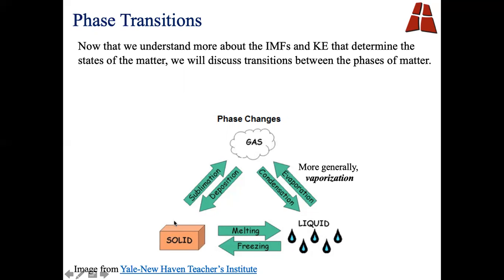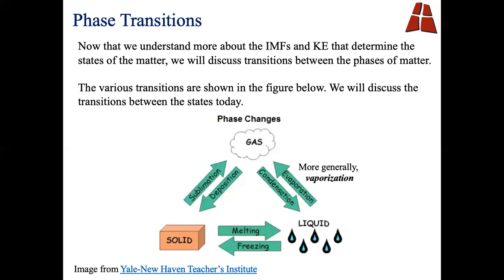And then the two that are probably new to you: if we go from a solid to a gas, that's a process called sublimation. If we go from a gas to a solid, that is a process called deposition. So these are the various transitions, and we're going to talk more about them in class. Depending on when you watch this video, we will talk about them in class.